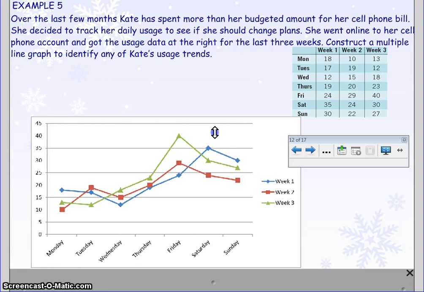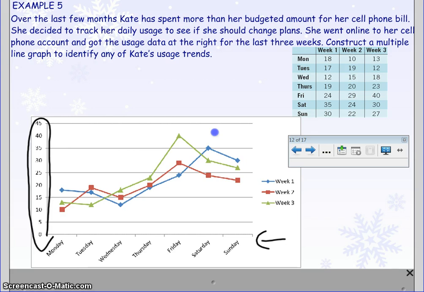And I'd really like for you to try and see if you can copy what I have created here. So basically you'll see at the bottom here, it breaks it down Monday through Sunday. And then on the side here, my x-axis is how many minutes she spoke. And you can see week 1 is the blue line, week 2 is the red line, and week 3 is the green line, kind of an olive green line.